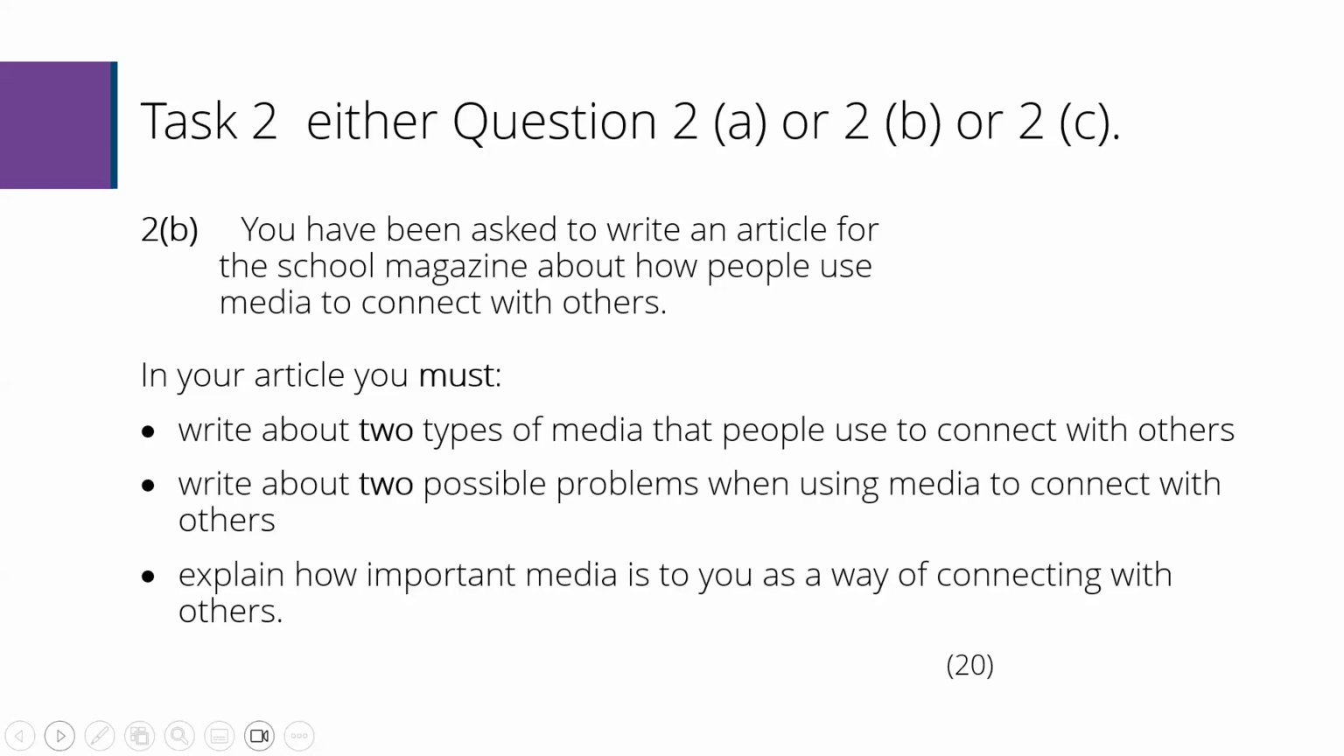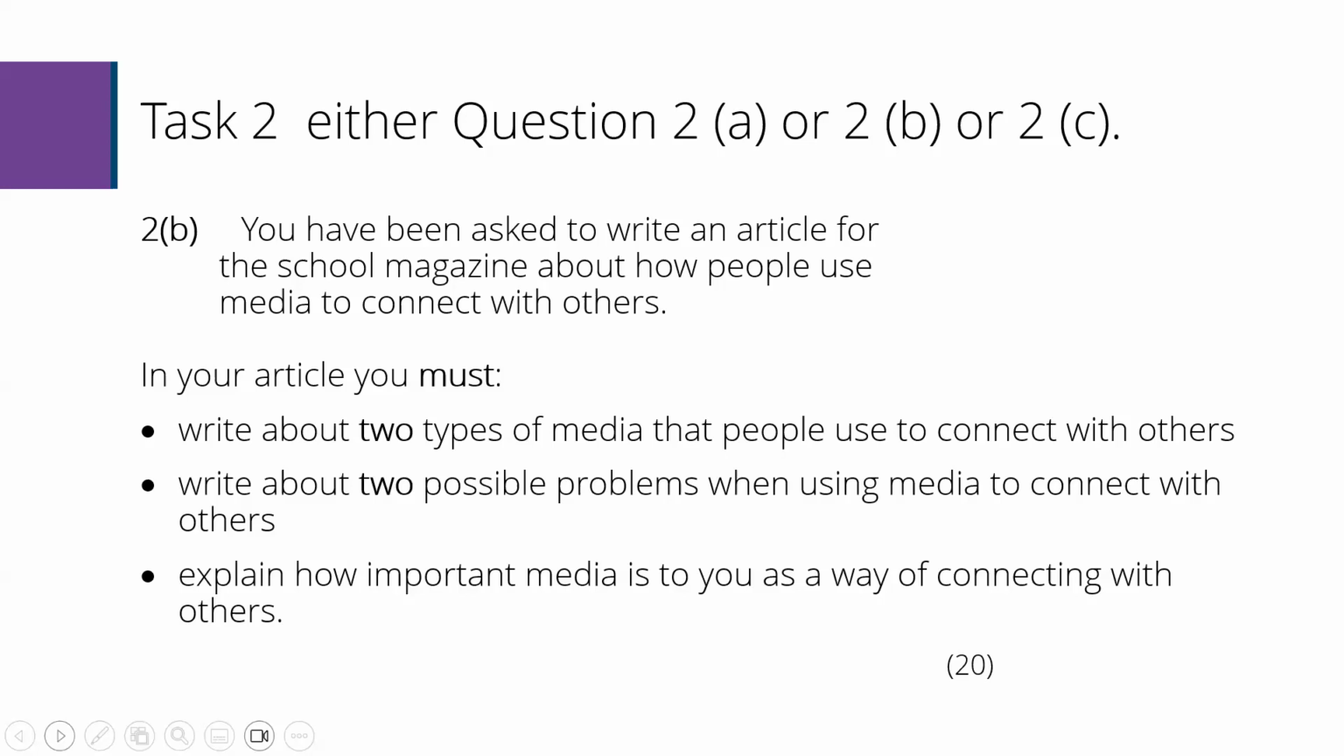And then the third bullet point, which is a freer response: explain how important media is to you as a way of connecting with others. Notice that all of these are about the media that people use to connect with others. When you get to how important media is for you as a way of connecting with others, we need students to talk about both elements of that, not just how much they love social media, but as a way of connecting with others. So it's how you use it and how you connect with others.